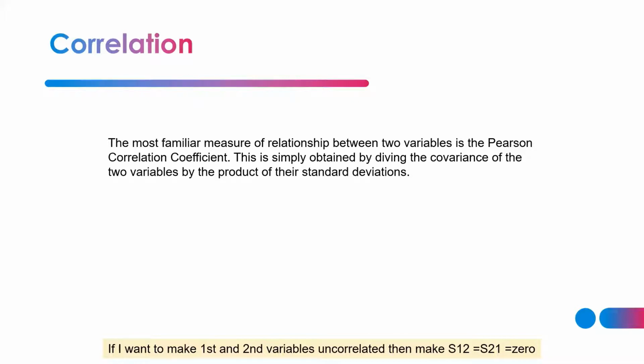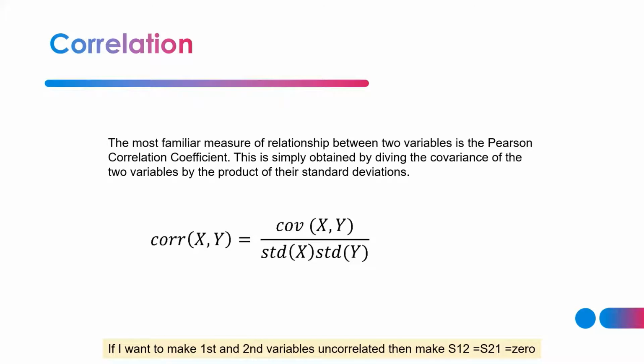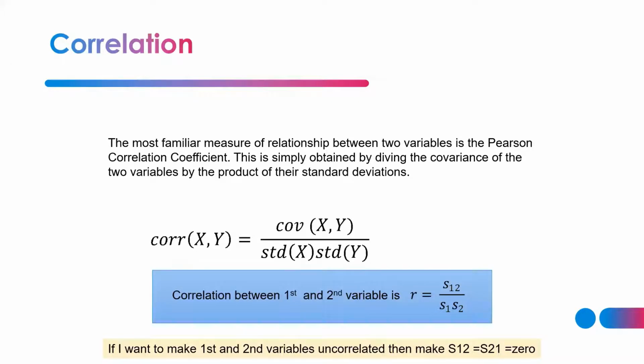There is another measure that I need to bring to your attention, which is called the correlation, which is very related to variance and covariance. The correlation is given by the covariance between x and y divided by the standard deviation of x times the standard deviation of y. So the correlation between the first and the second variable is usually S12 divided by S sub 1 and S sub 2.